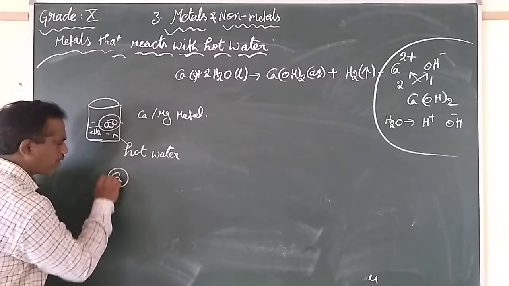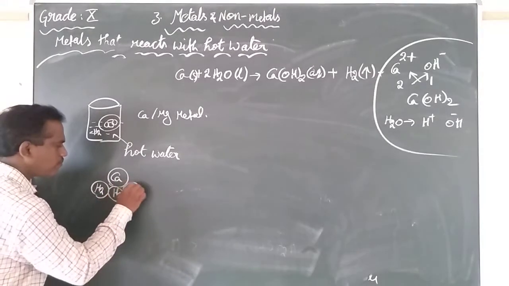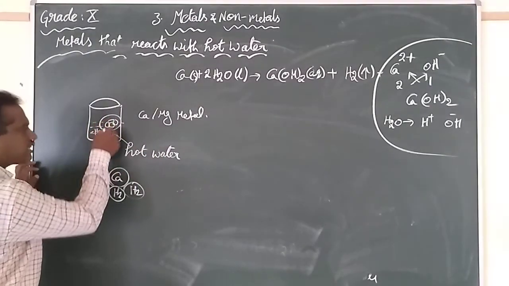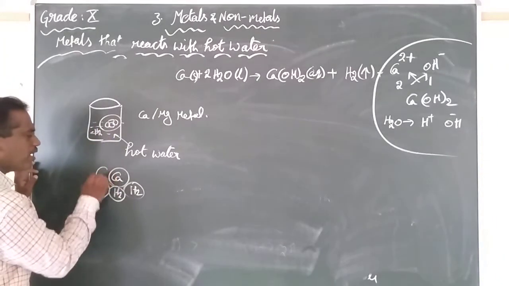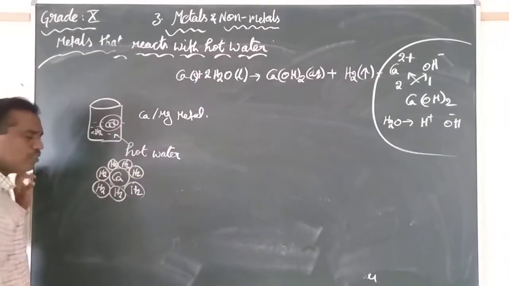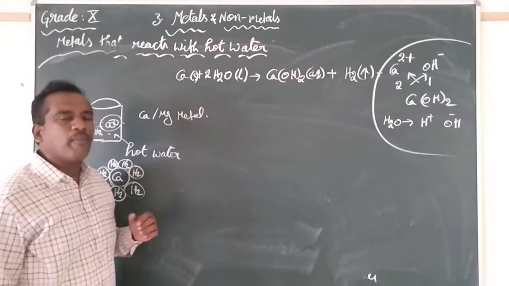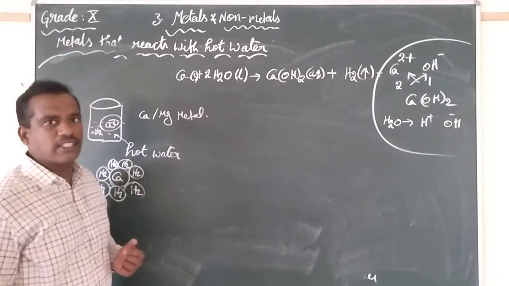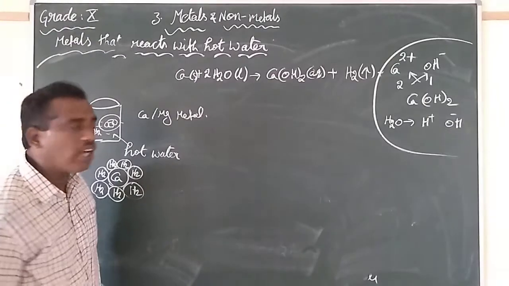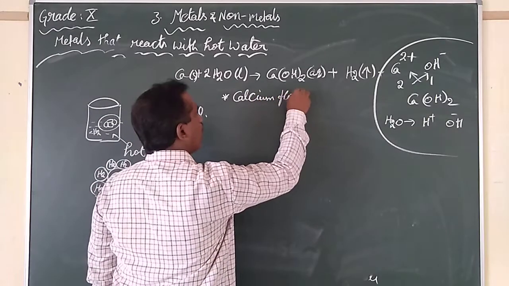This is the calcium metal. It is surrounded by hydrogen gas molecules. So, if the metal particle comes down due to its higher density, it is going to be surrounded by more hydrogen gas molecules. The unreacted calcium atom will be surrounded by more hydrogen gas bubbles, which makes this calcium metal float on water. Note the point here. Calcium floats on water.